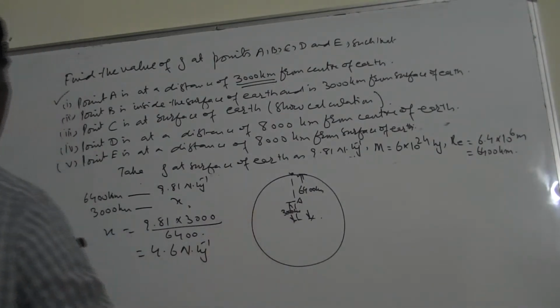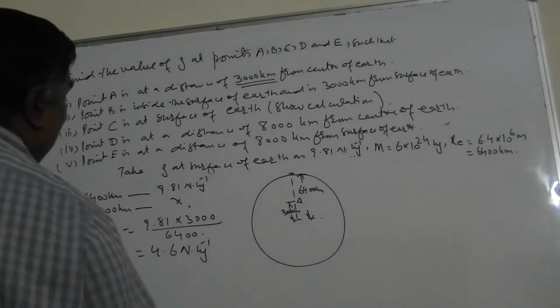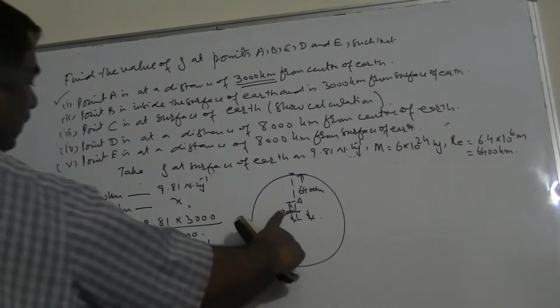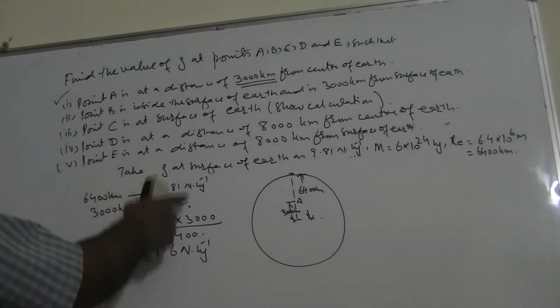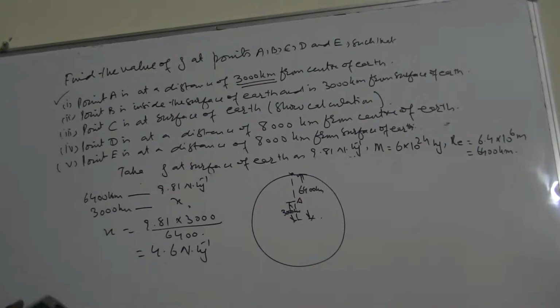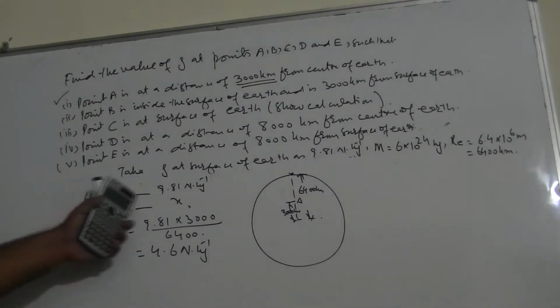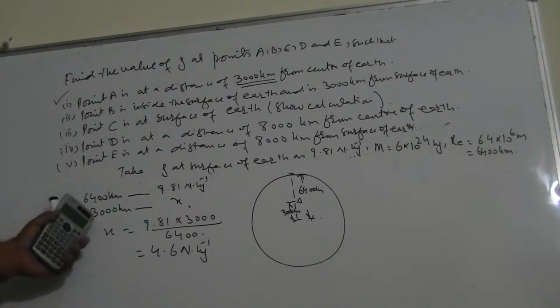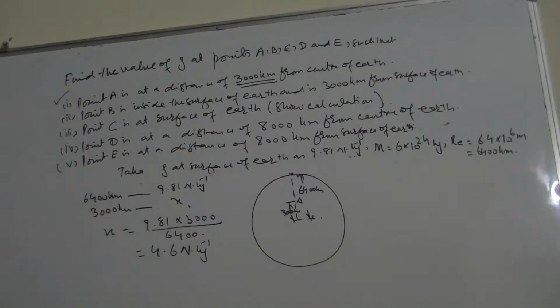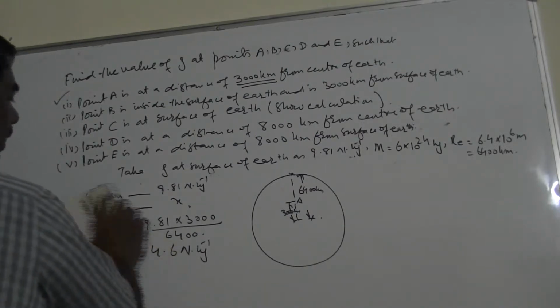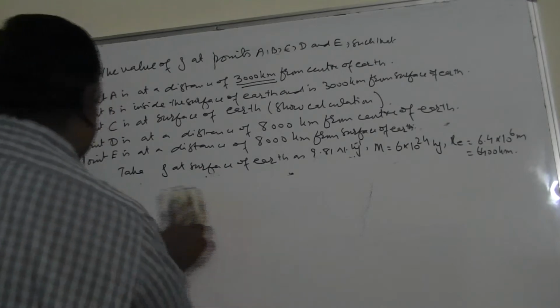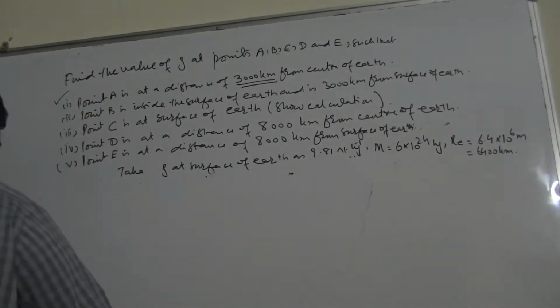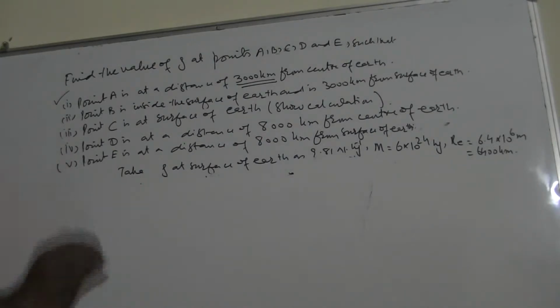This is point A. Now what about point B? Again, let's see, point A was simple. Its distance from center was 3,000 kilometers, and I used the ratio method. At a distance of 6,400 kilometers, the value of g is 9.81 newton per kg, so at 3,000 kilometers, what will be the value? Because it is inside the Earth, we use the ratio method, using the fact that at the surface of the Earth, the value of g is 9.81 newton per kg. But while using the ratio method, care must be taken. We will always take the distance from the center of the Earth. Now the next question will be clarifying that thing.